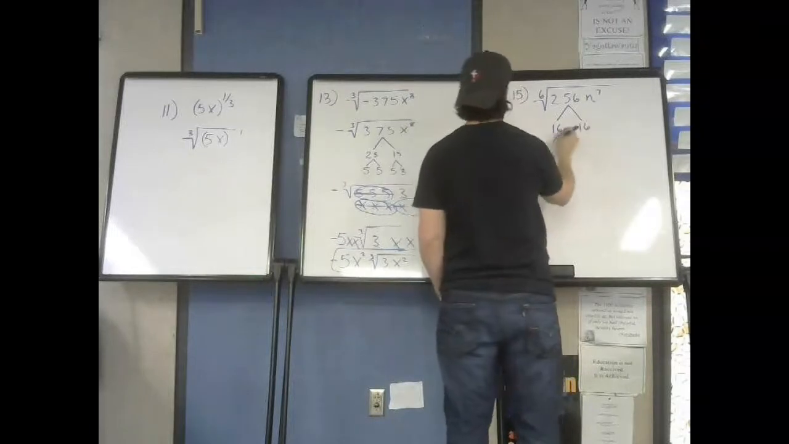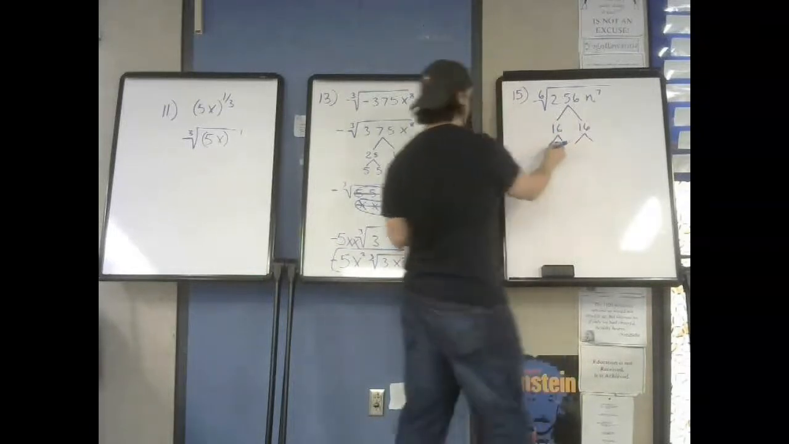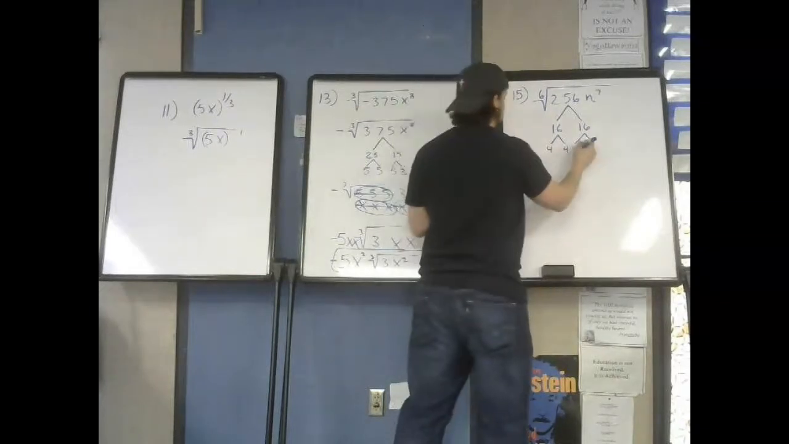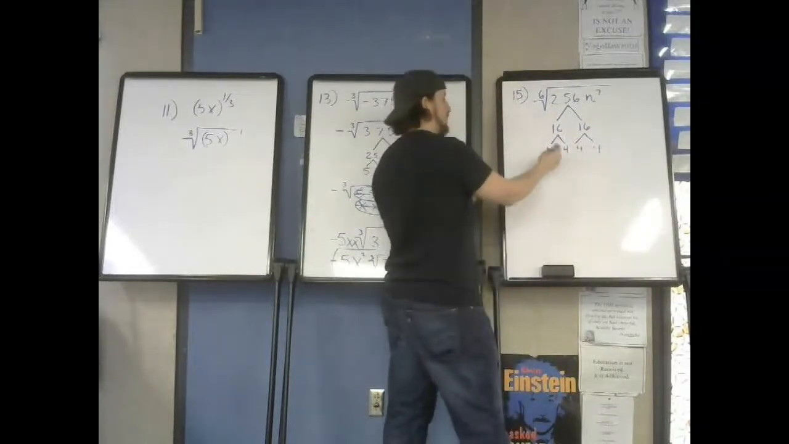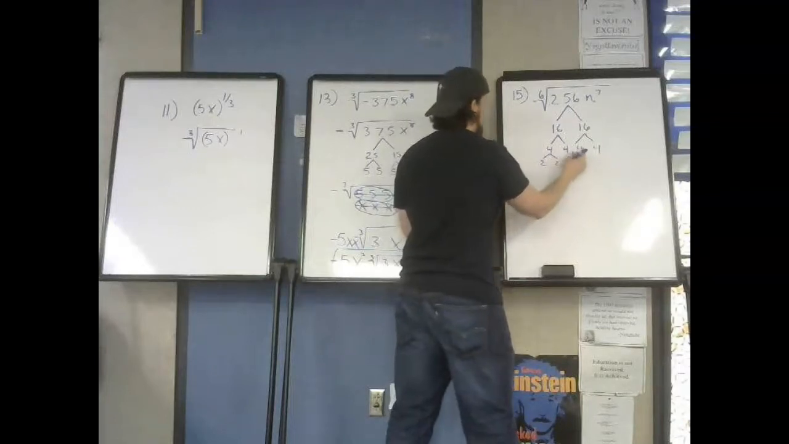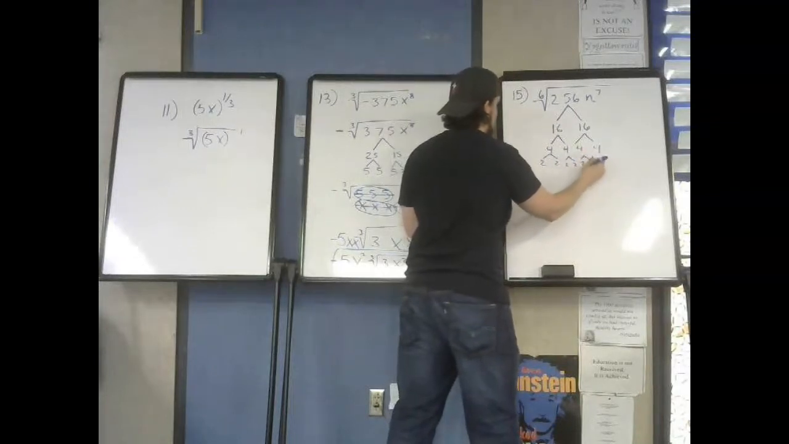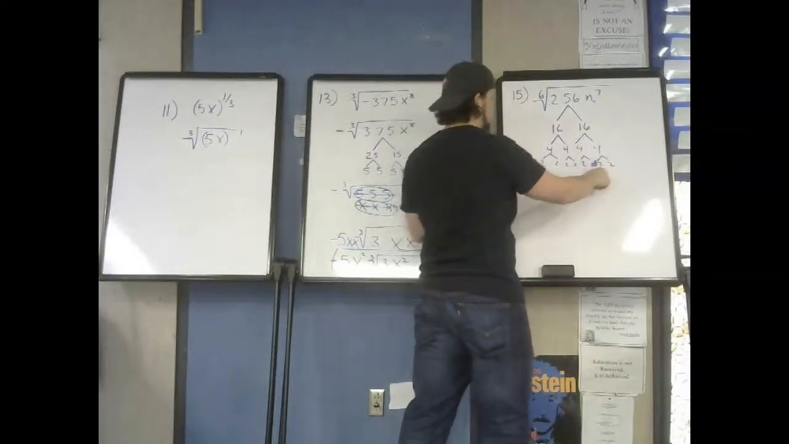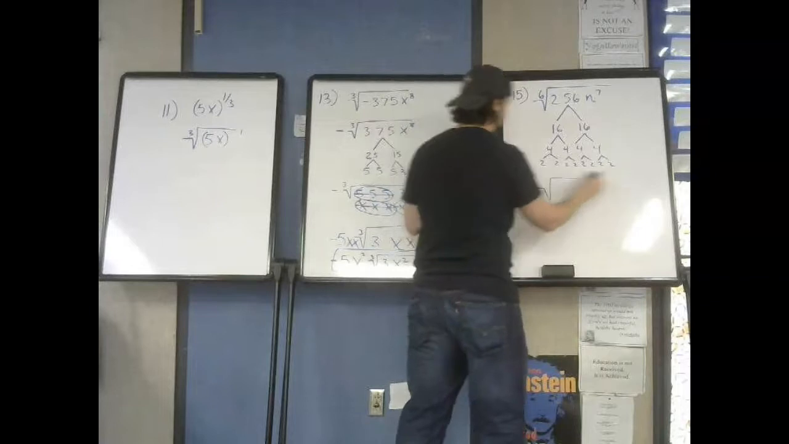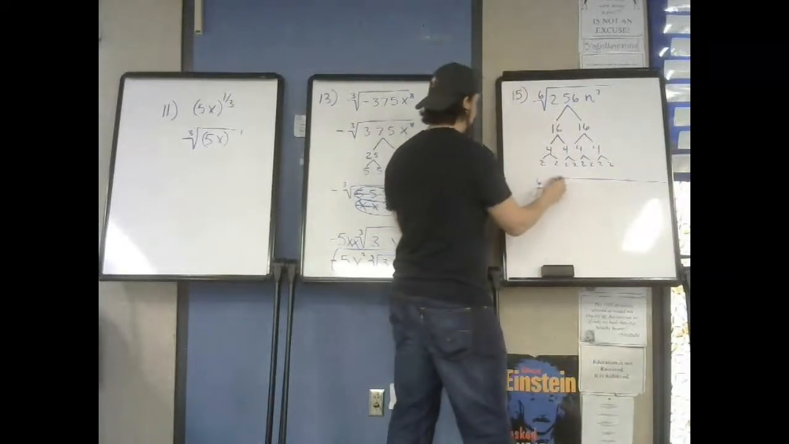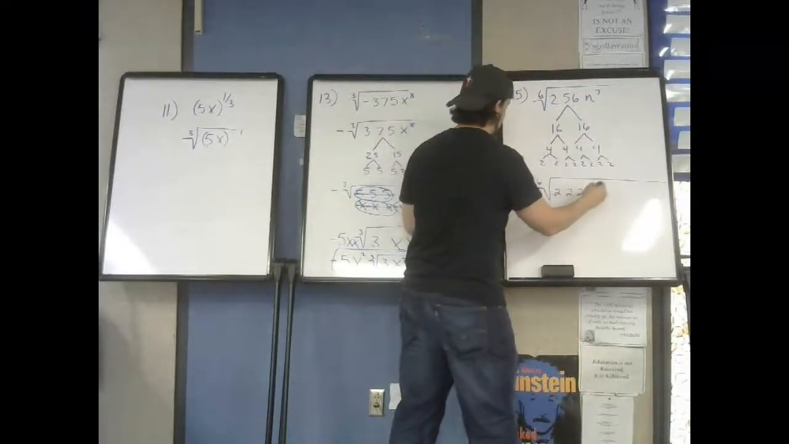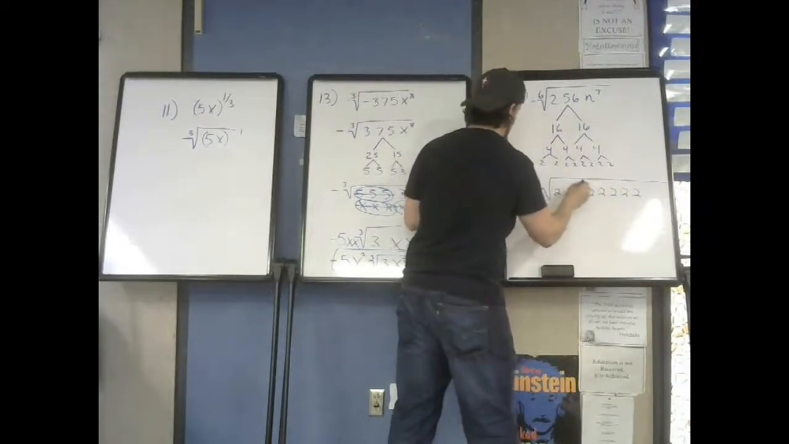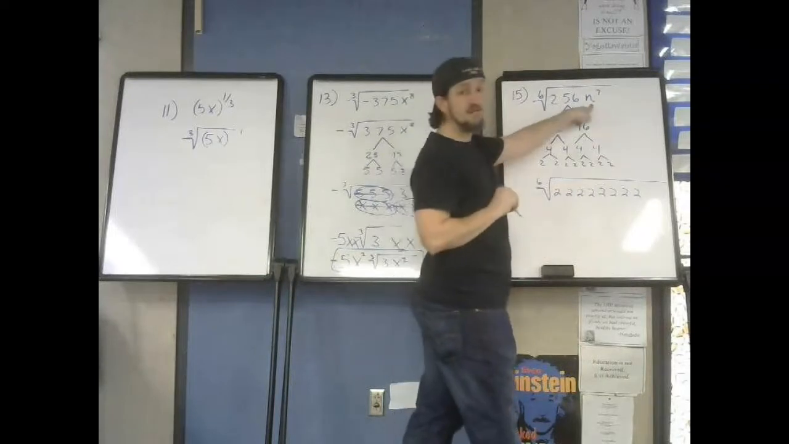And then 16 is 4 and 4. And then 4 is 2 and 2. So basically, we just end up with a whole bunch of 2's. So 1, 2, 3, 4, 5, 6, 7, 8 2's. And 7 n's.